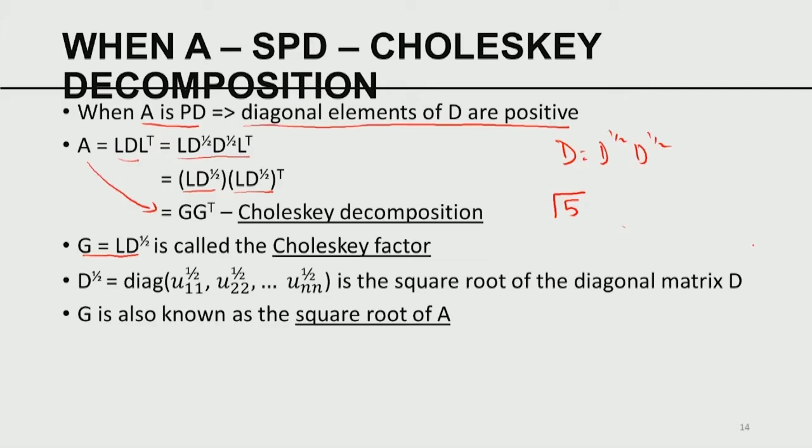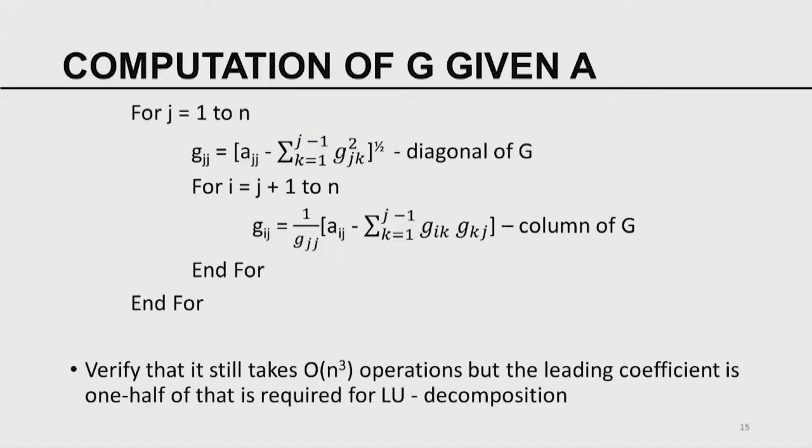So the Cholesky factor is also being called the square root of A. If I say A is equal to G G transpose, I call G the Cholesky factor, and I call G the square root of A. Both names simultaneously apply. Different people use different characterizations for G, but the end result is a multiplicative decomposition. I am now expressing the computation of G in the form of a pseudocode. Again, you can readily follow.